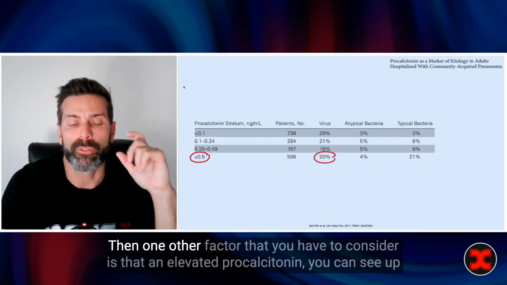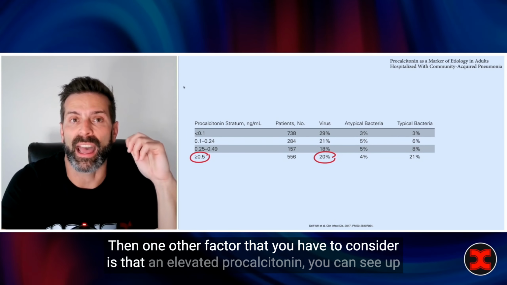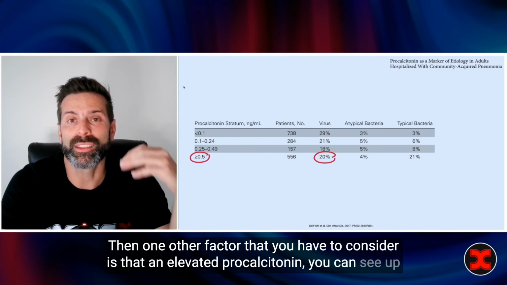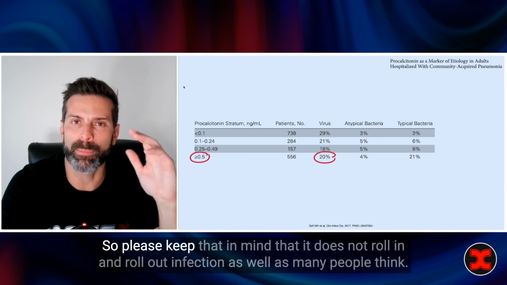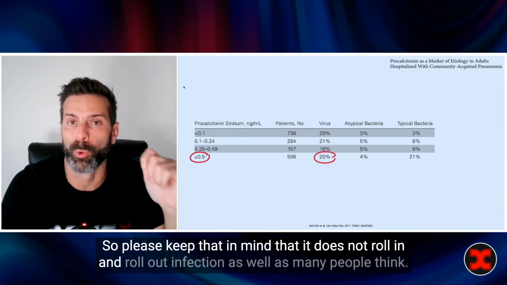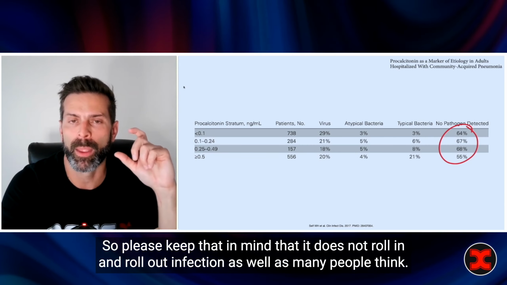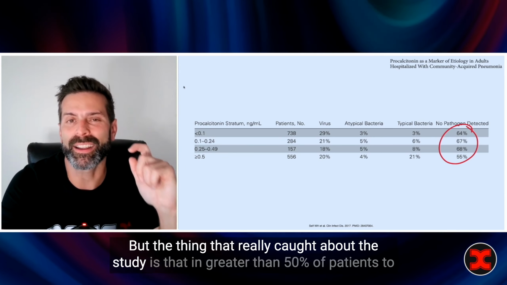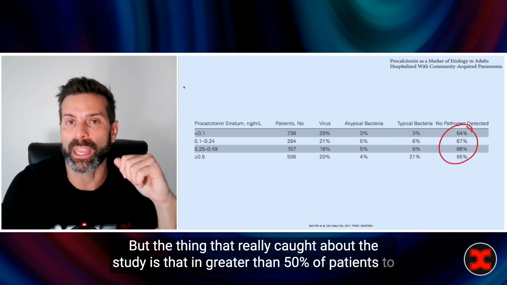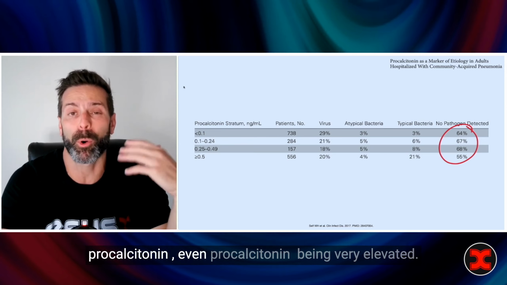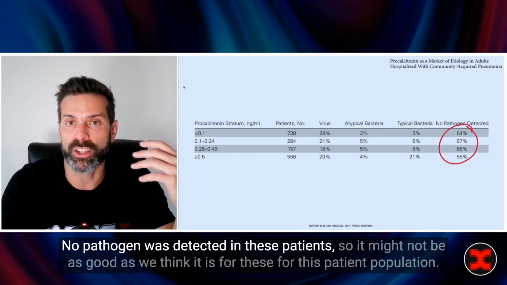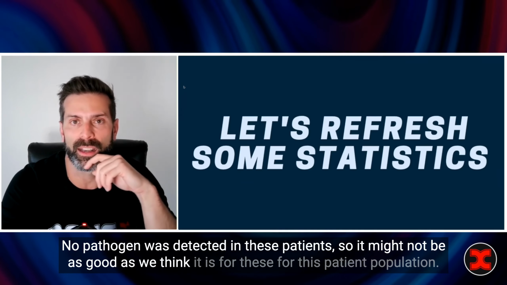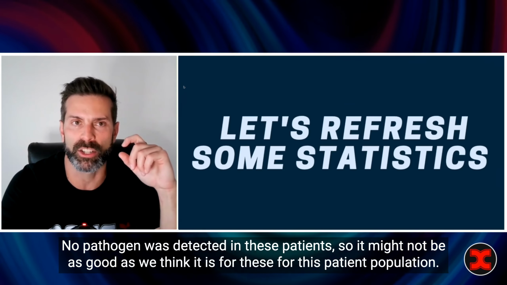Then one other factor that you have to consider is that with an elevated procalcitonin, you can see up to 20% of those patients have viral infections. So please keep that in mind, that it does not rule in and rule out infection as well as many people think. But the thing that really caught me about the study is that in greater than 50% of patients, even with a very elevated procalcitonin, no pathogen was detected. So it might not be as good as we think it is for this patient population.